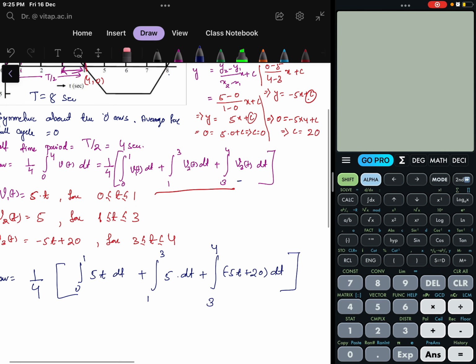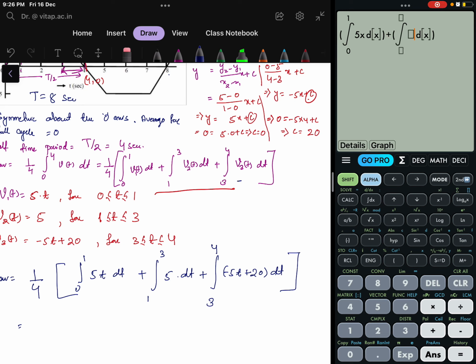Now, you can find these values individually, and you can also find the integration directly through a calculator. So let us see how to do that. In the calculator, first I will write in brackets the integration, the first one. Integration from 0 to 1, where the value is 5x, so 5x dx, this much, plus the second one.